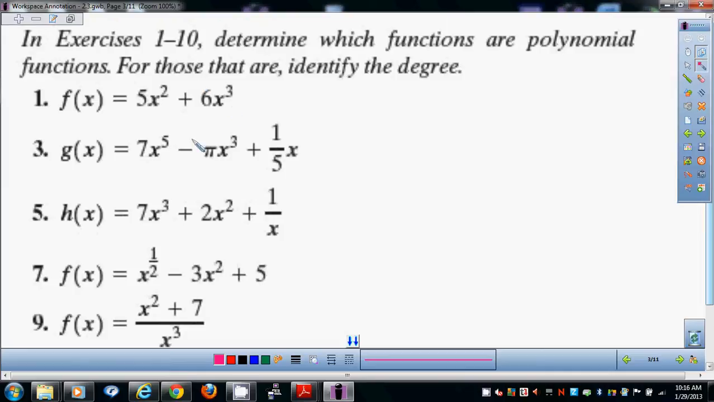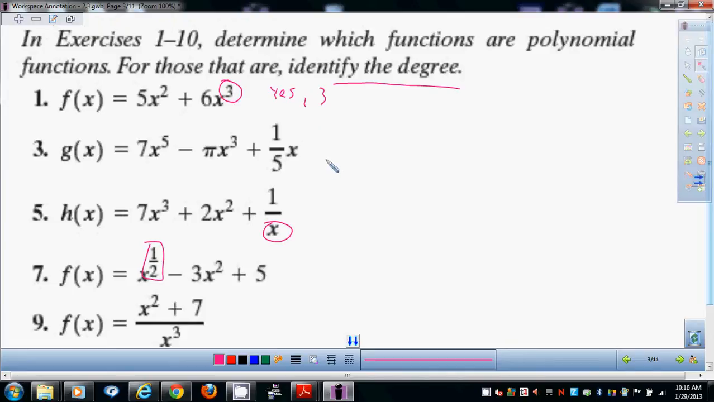Number 1 is a polynomial function. It has no variables in the denominator. It has no unwhole number exponents. That's another no-no. And it has no irrational numbers. So 1 is yes, it is a polynomial. What is the degree? The degree is just the highest exponent. So this would have a degree of 3.